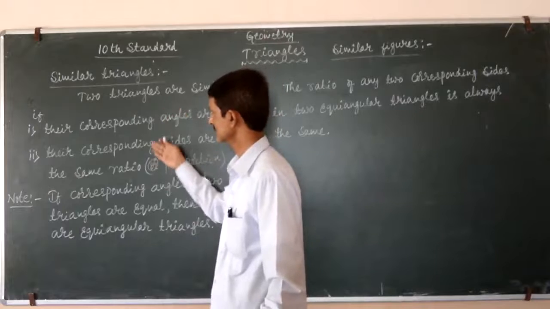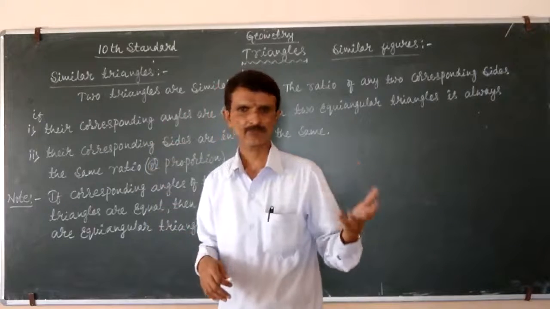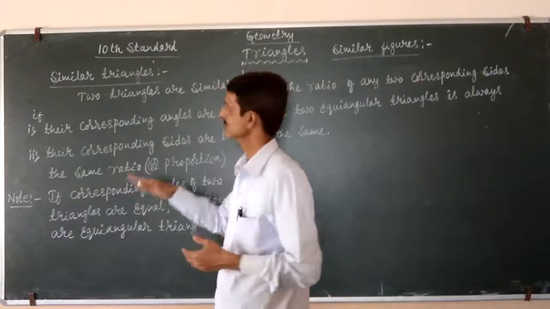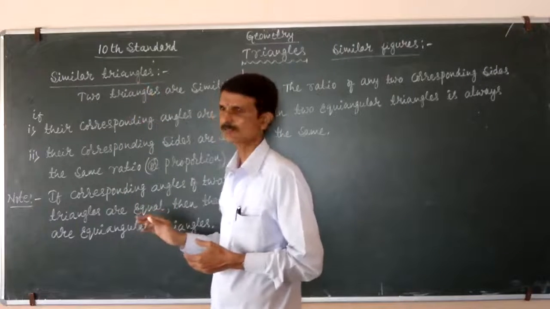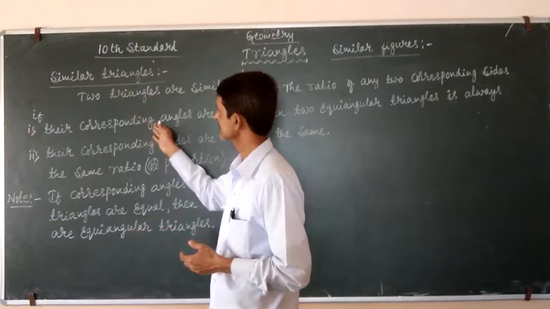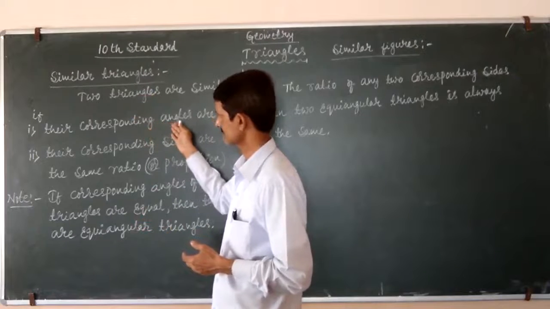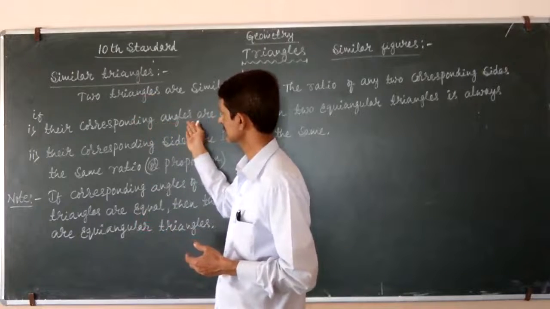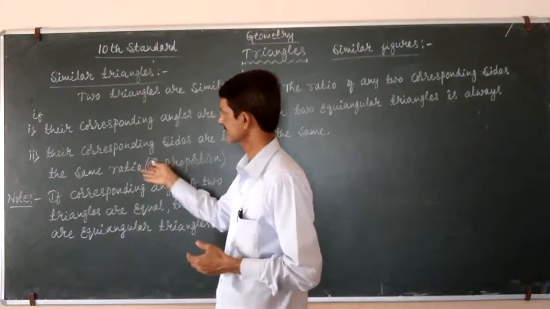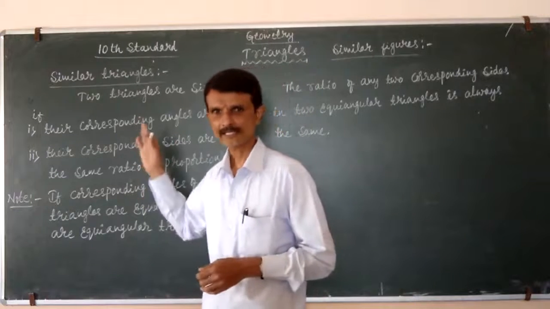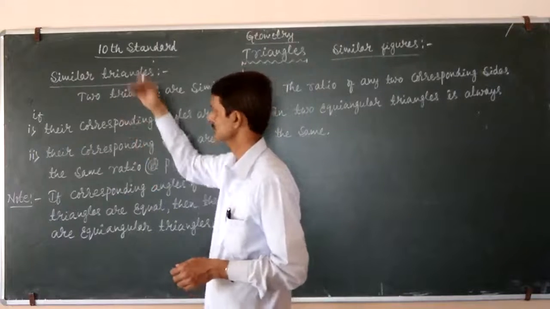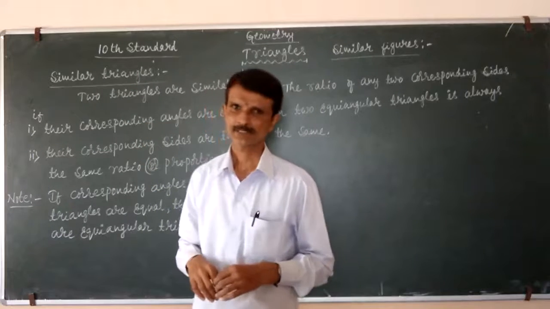So what we have learned in the similarity of polygons, here we are going to apply it for the triangles. So the corresponding angles must be equal, and their corresponding sides must be in the same ratio for triangles. Then we can say that those two triangles are similar.